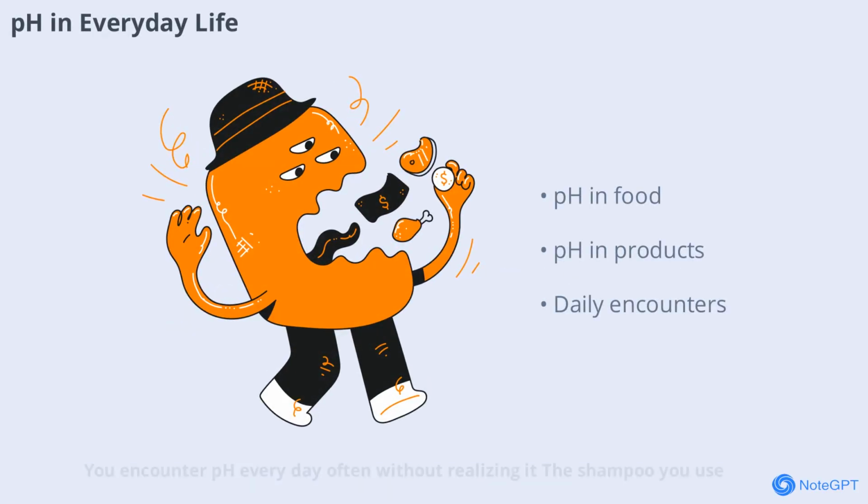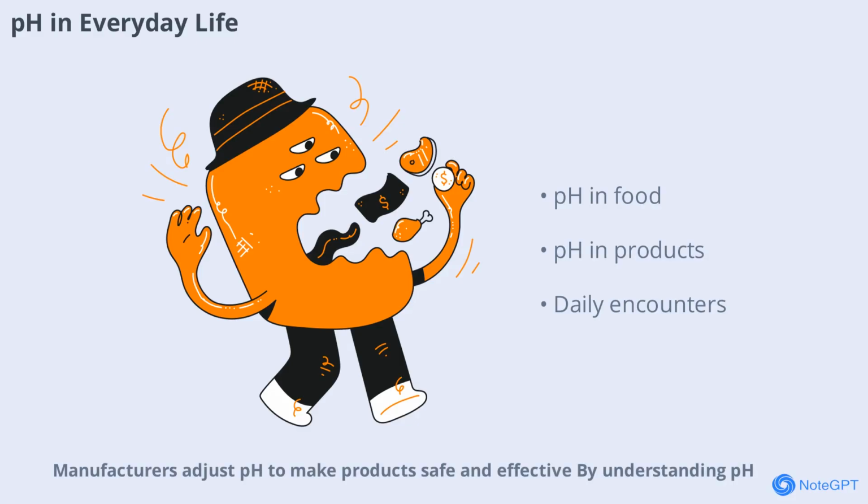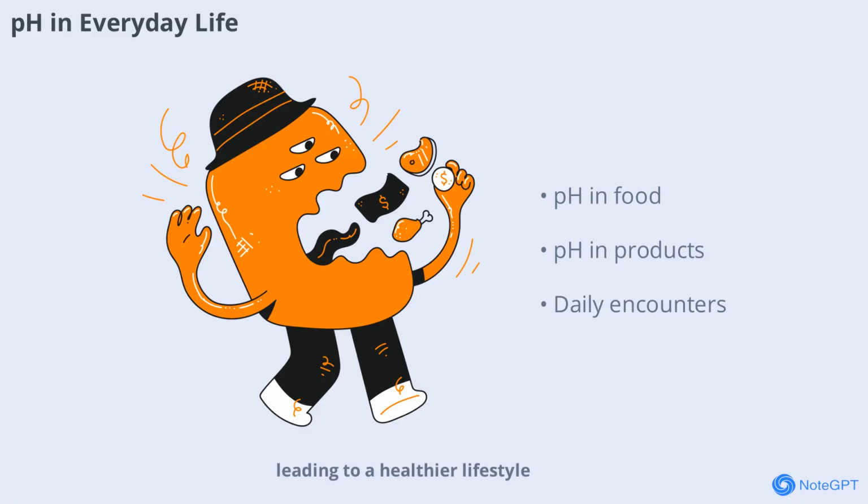You encounter pH every day, often without realizing it. The shampoo you use, the food you eat, and even the water you drink all have specific pH levels. For example, coffee is slightly acidic while eggs are slightly basic. Manufacturers adjust pH to make products safe and effective. By understanding pH, you can make informed choices about what you use and consume, leading to a healthier lifestyle.